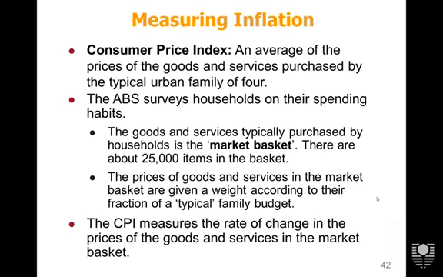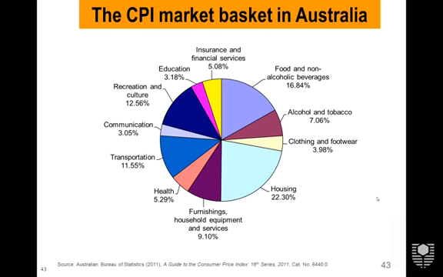So it's basically an average of the prices of goods and services purchased by a typical urban family of four. For example, ABS surveys households on their spending habits. So the goods and services typically purchased by the household, we call it a market basket, and there are about 25,000 items in that basket. So the prices of goods and services in the market basket are given a weight according to their fraction of a typical family budget. So we generalize that the prices have increased by a percentage, which would be equal to the percentage of increase in prices for this market basket.